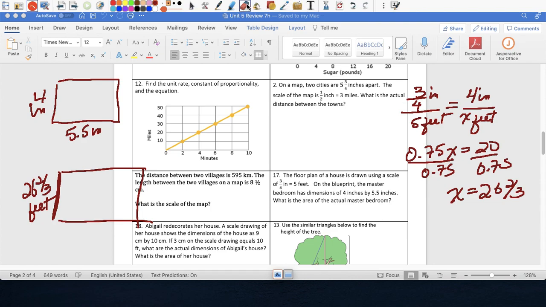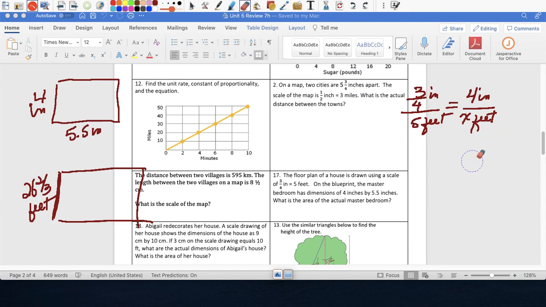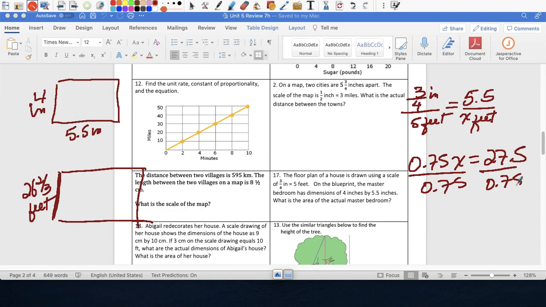And now I'm going to go back. I can erase, and instead of 4 inches, I want to see what 5.5 inches is. So again, cross multiply, you get 0.75x equals 5 times 5.5, and you get 27. Divide by 0.75. X equals, again, 36 2/3 feet. So those are the actual dimensions of your room, and you're still not done because they actually want the area.